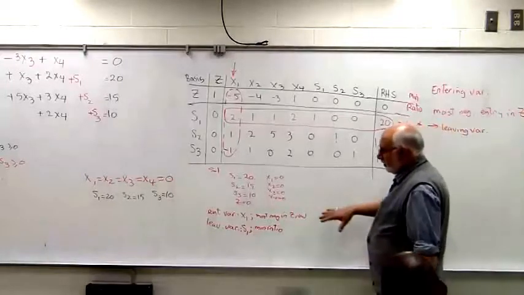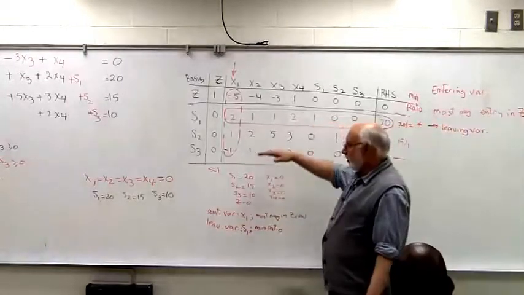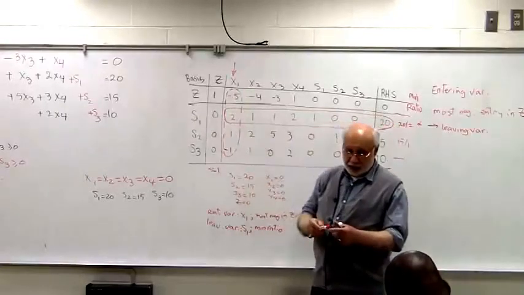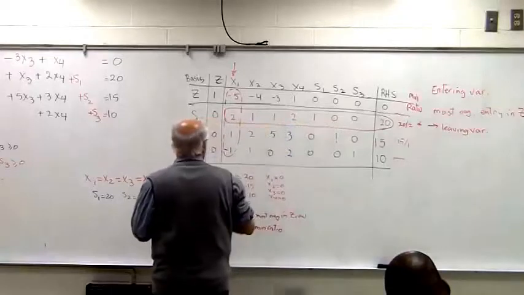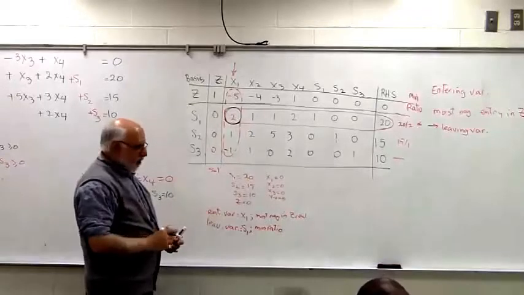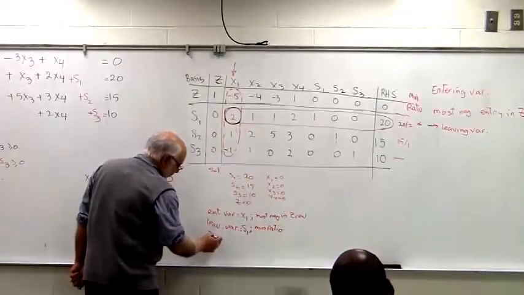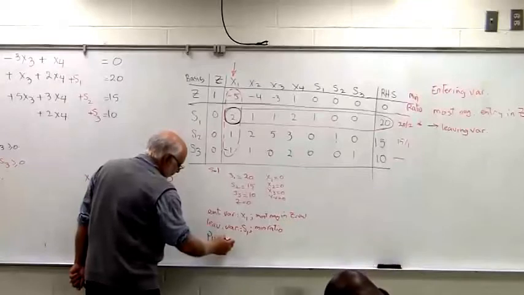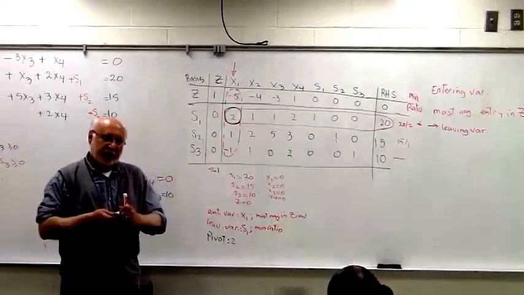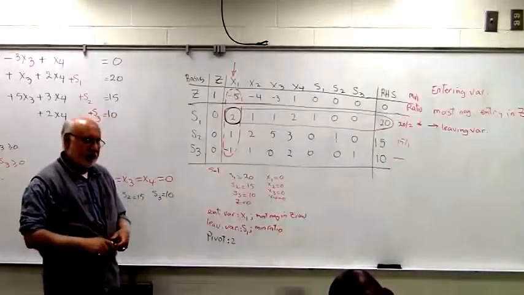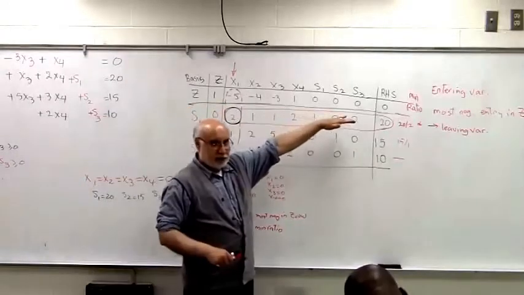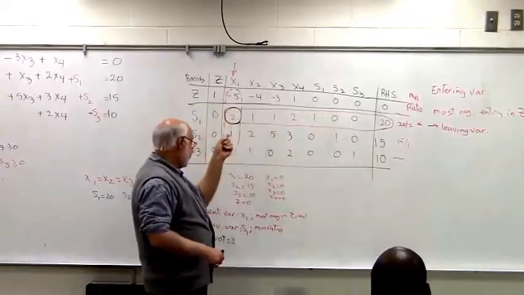The moment that I have done this, I have identified a row and a column. When these two intersect, I will call that element the pivot. Everything turns around this row and this column and that element.